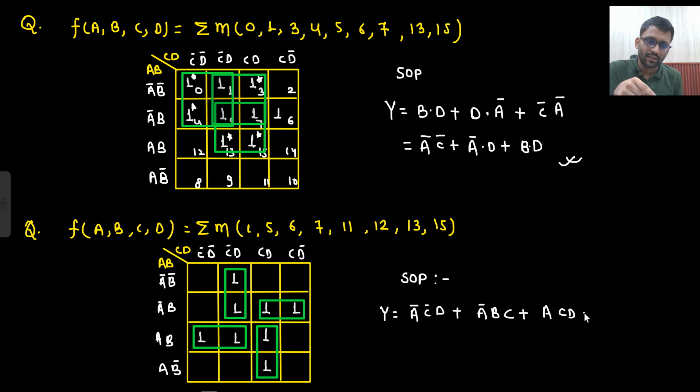So a c d plus. What about this pair? Here a b is constant and c bar is constant. So a b c bar, right? a b c bar. So that's it. This is our SOP form. So this is how we need to solve.